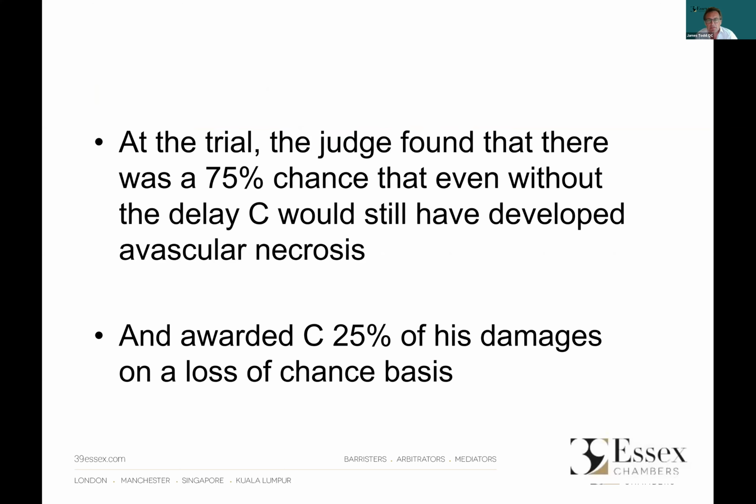Now, at the trial, the judge, who was our very own Mr. Justice Simon Brown, as he then was, found that there was a 75% chance, even without the delay, the claimant would still have developed avascular necrosis. Now, being a fair-minded judge, Mr. Justice Simon Brown clearly thought that merited compensation, so he concluded that the claimant should receive 25% of his damages on a loss of chance basis.